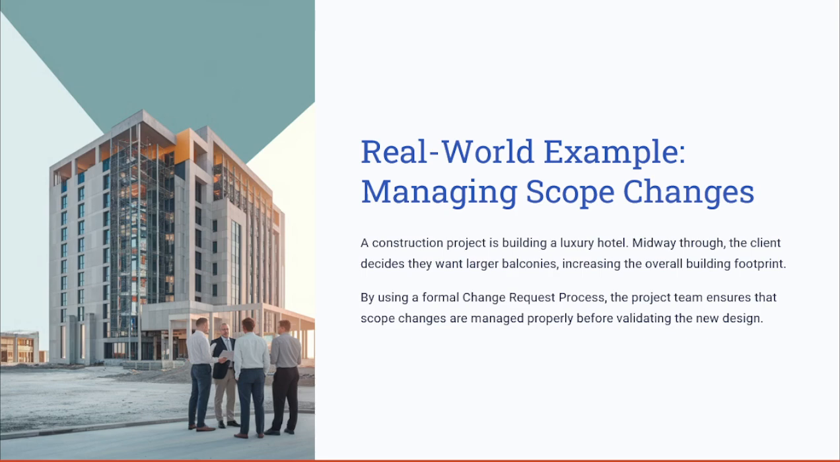Let's look into one of these real world examples in a construction project, where you as a project manager were requested to build a luxury hotel. Midway through, let's say the stakeholder decides they want larger balconies, for example, or increasing the overall building footprint. If this change is not properly documented, assessed and approved, it may cause cost overruns and disputes later with the stakeholders. And how to overcome this is by using a formal change request process. The project team ensures that the scope changes are managed properly before validating the new design.